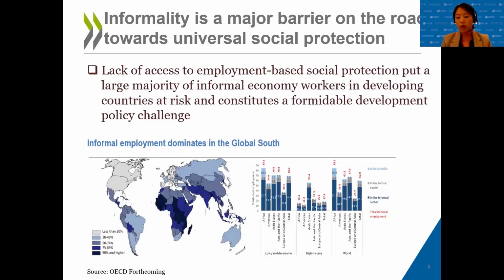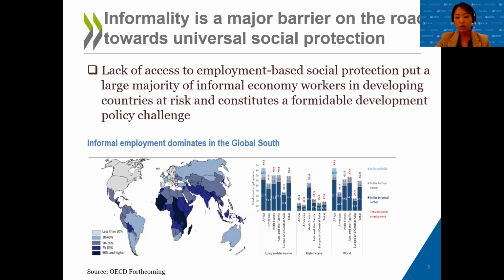One major barrier that limits social protection coverage in developing countries is the massive prevalence of informality in the labor force. According to the latest estimates, informal employment represents nearly 90% of total employment in low-income countries, 67% in middle-income countries, and 17% in high-income countries. The informality in the workforce is the greatest in Africa.